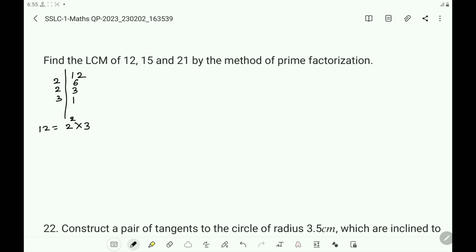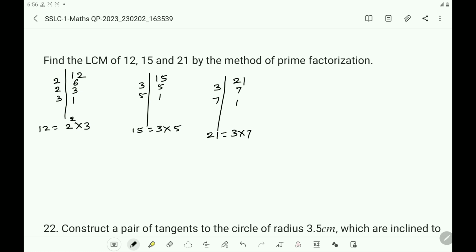Next, take 15. What are the prime factors of 15? It is not divisible by 2, so you try to divide it by 3. 3 fives are 15 and 5 ones are 5. Then 15 equals 3 into 5. Then take 21, divide it by 3 only because it is not divisible by 2. 3 sevens are 21, 7 ones are 7. Then you write 21 equals 3 into 7.